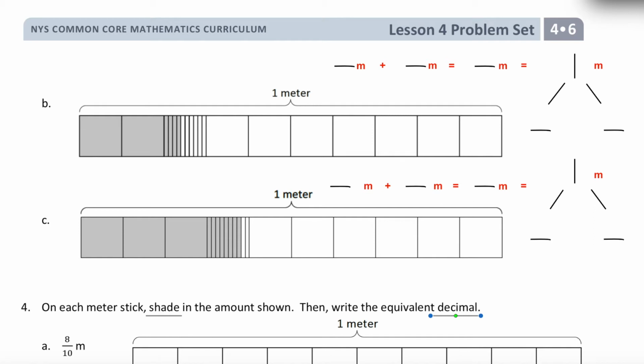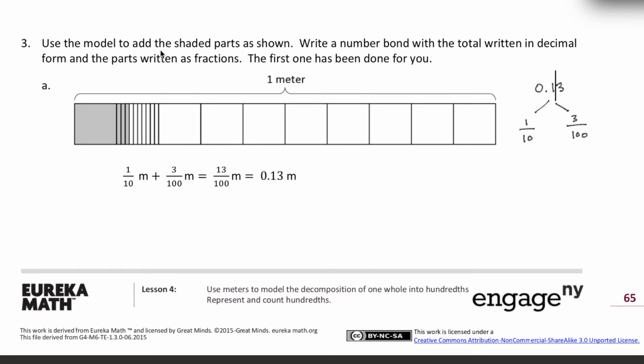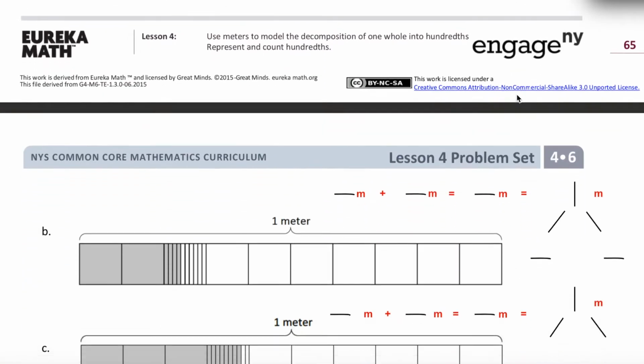Alrighty, so what you're going to do here is use the model, add the shaded parts as shown, then write a number bond with the total written in decimal form and the parts written as fractions. The first one has been done for you. So in the end, you need to come up with an equation looking like this and a number bond looking like this. I will walk you through B.